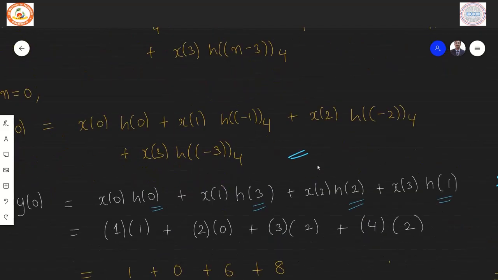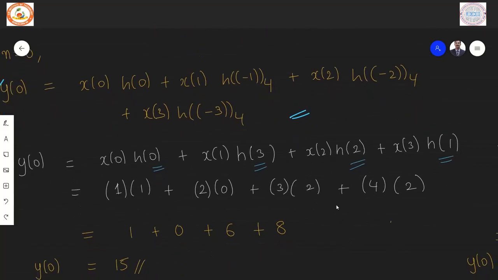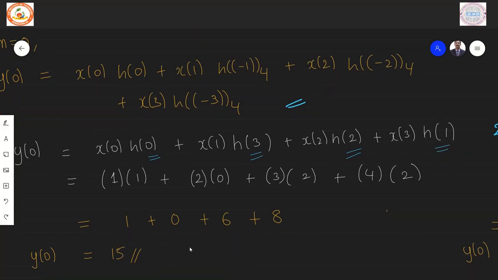Now we have learned how to apply mod. When you have a negative value, you have to add 4. Therefore, it becomes h of 3. Minus 2 becomes h of 2. Minus 3 becomes h of 1. So then substituting the corresponding values and simplifying, we get the answer 15.